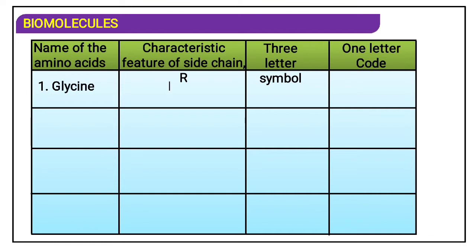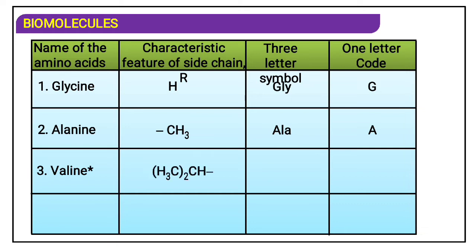So first, glycine: the side chain is H, the symbol is GLY and it is called G. Alanine, okay, the side chain is CH3 and it is called ALA. And valine, the side chain is (CH3)2CH, and this is called V. See, always keep in mind that along with this side chain we have a main chain.